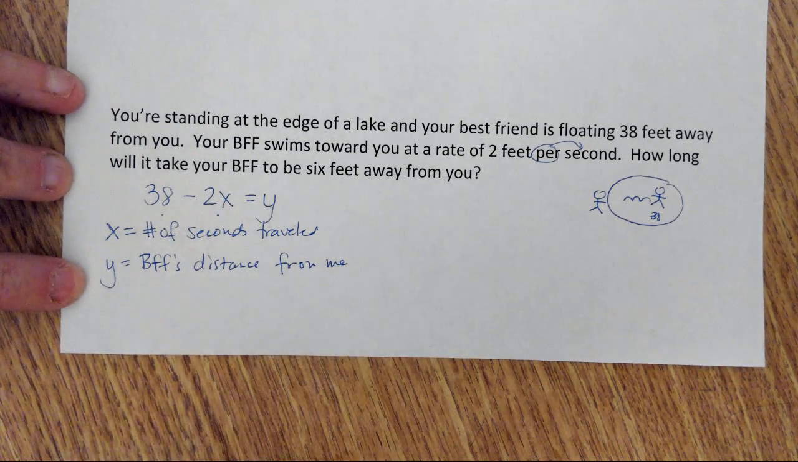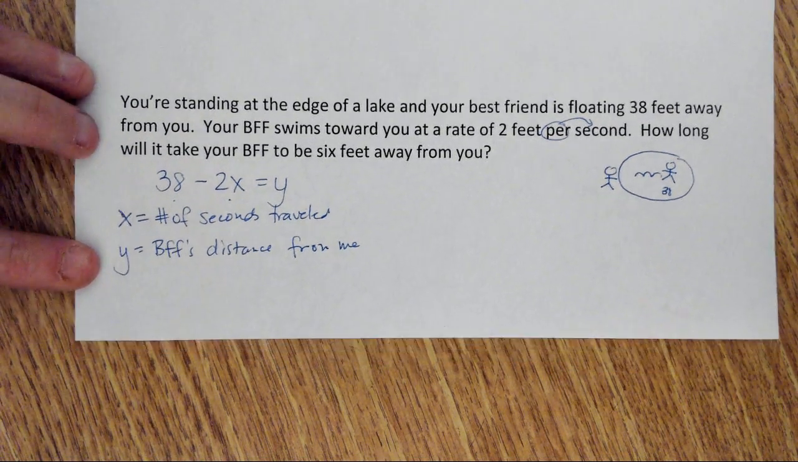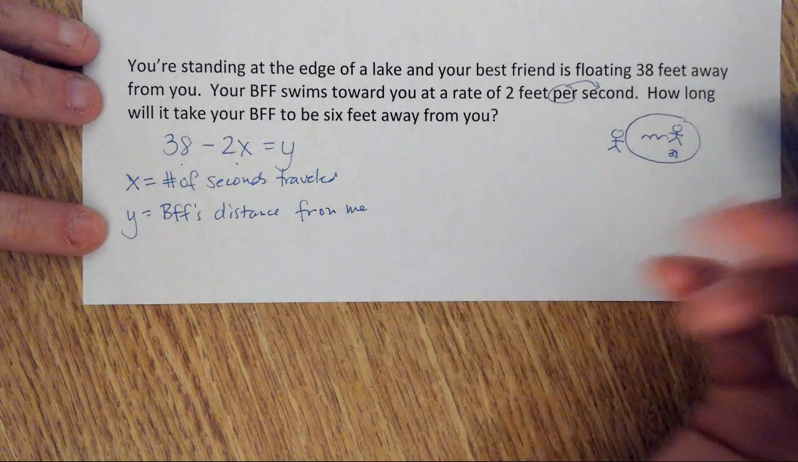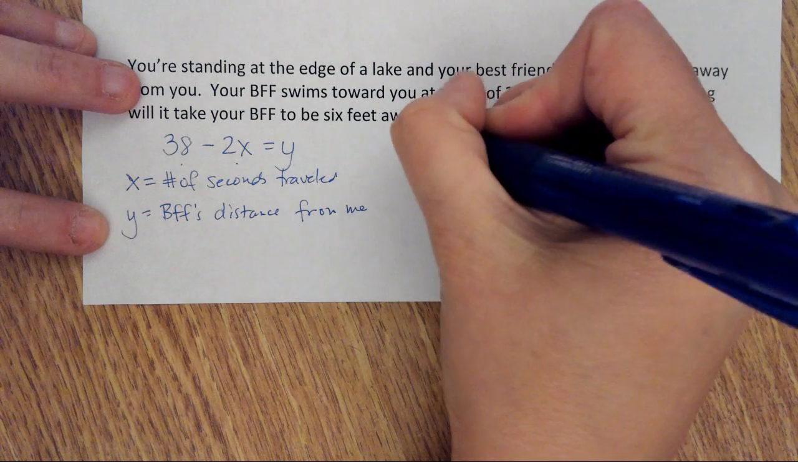Okay? So now that we understand this, what kind of data do we have? We have continuous data because of time and because she's gradually getting closer to me. It's not like all of a sudden she just appears in front of me and I freak out. Okay? She's gradually getting closer to me. So we have continuous.